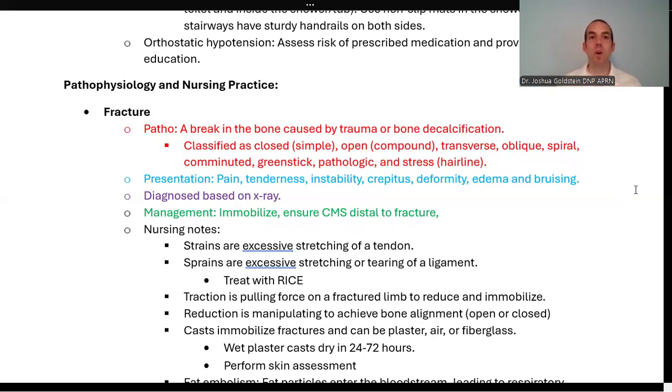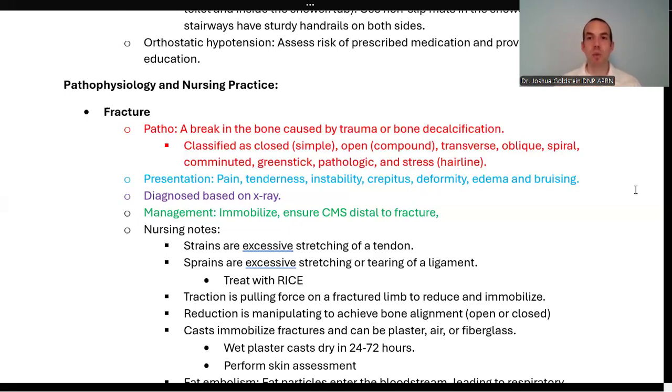Next, the presentation of all of these is obviously going to be pain. It's going to be tenderness at the site of injury. There's going to be instability of that extremity or of that bone or that bone area. There might be crepitus, which is two bones rubbing against each other. If you've never fully understood what that is, crepitus is the sound of two bones rubbing against each other.